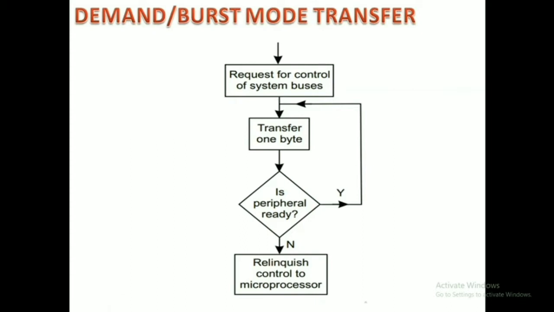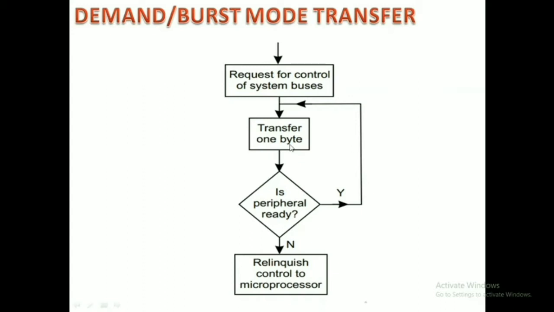In this mode, the entire block of data is transferred in one continuous sequence. So firstly, DMA will request control of the system buses. For that, it will send a hold signal to the microprocessor and wait for a hold acknowledge signal. After receiving the hold acknowledge signal, the DMA controller will gain control of the system buses, and then it will go on executing a DMA cycle for transferring 1 byte of data.